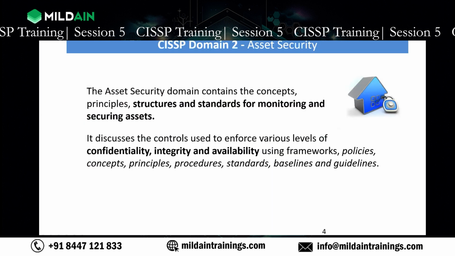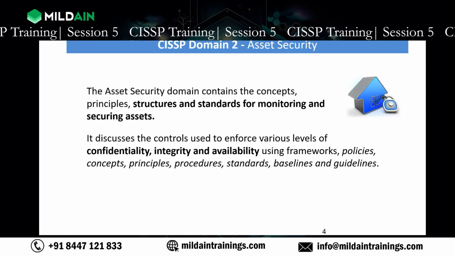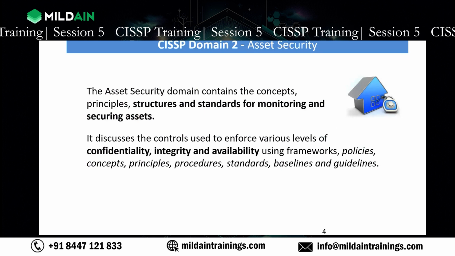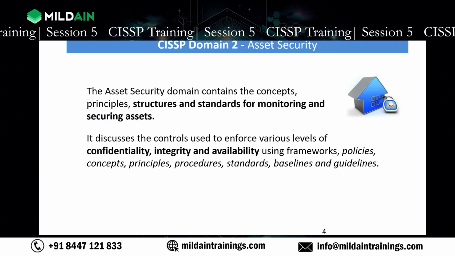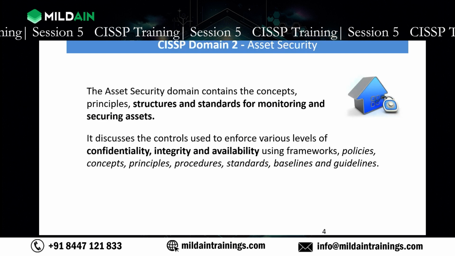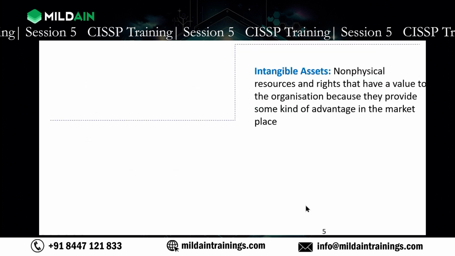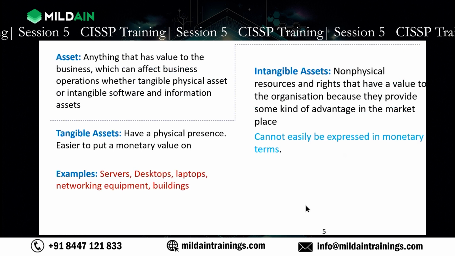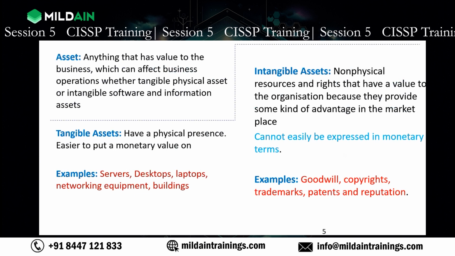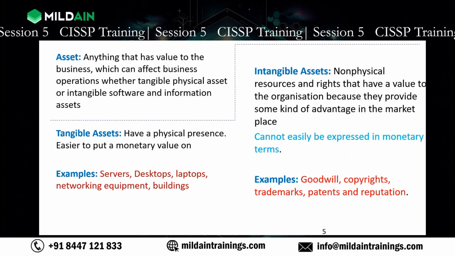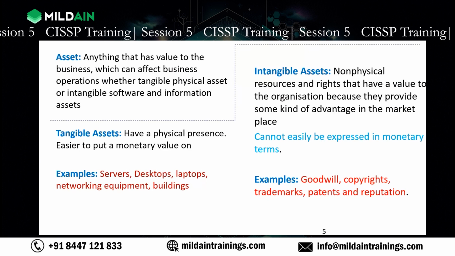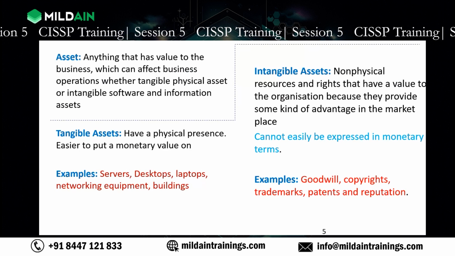So the asset security domain contains the concept of structured standard monitoring of securing the asset, protection of assets. It discusses the control of confidentiality, integrity, and availability, which is the main concept of process and baseline and guidelines. So assets are of two types. One is anything that has a value to a business that affects the operations. So they are classified into two types. One is tangible assets, the other one is intangible assets.